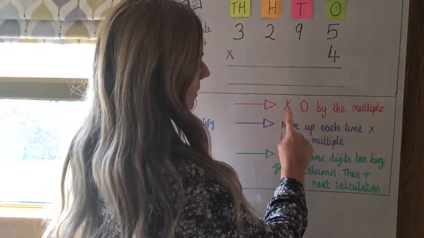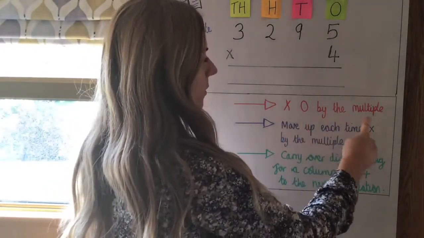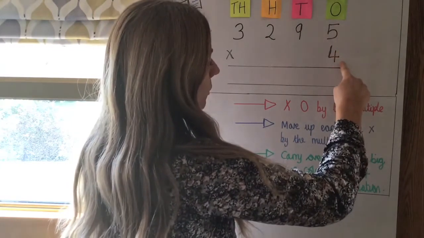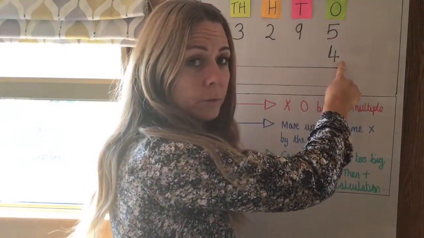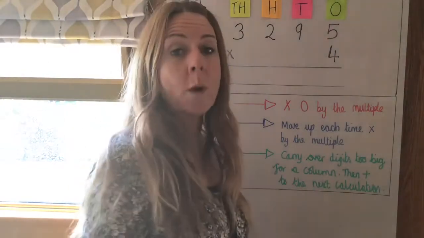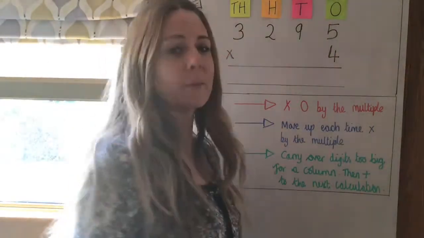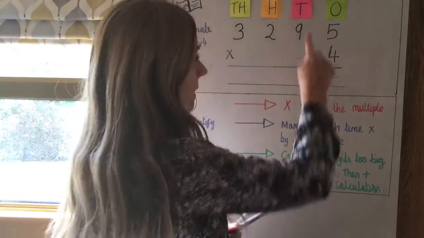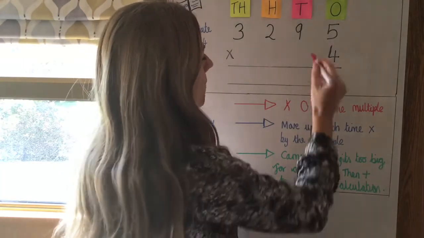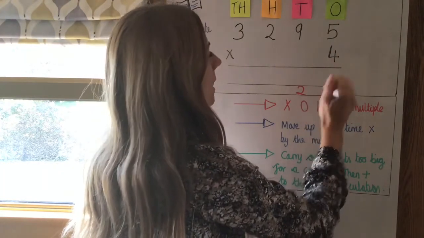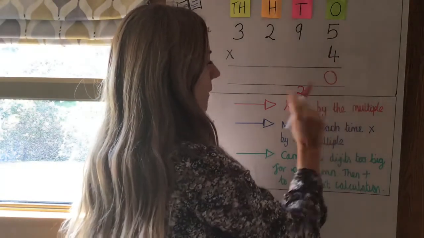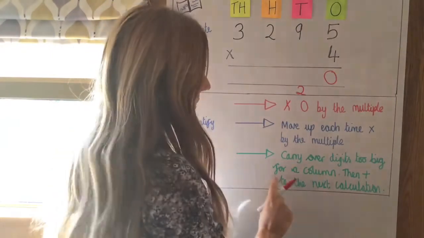So step 1, we have to multiply the ones by the multiple. So we have 5 ones and we have to multiply that by our multiple of 4 ones because we've only got 4 ones because it's short multiplication. So 5 ones multiplied by 4 ones are 20. Now 20 is made up of 2 tens. So the 2 tens you have to do step 3. You have to carry over. So I'm going to carry over my 2 tens and they're going to wait here. So 5 times 4 is 20. I leave behind the 0 ones and I carry the 2 tens. Can you see?